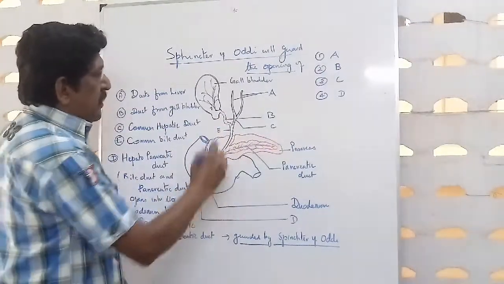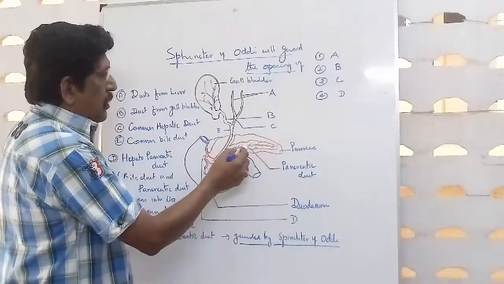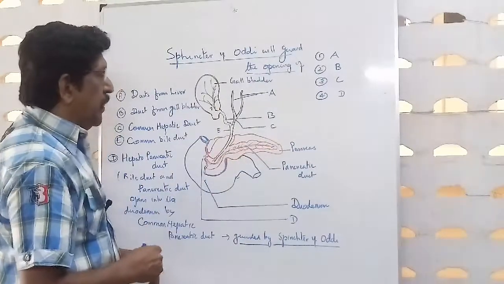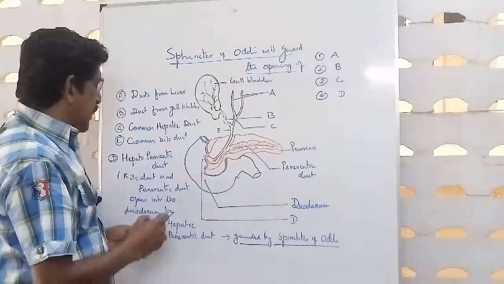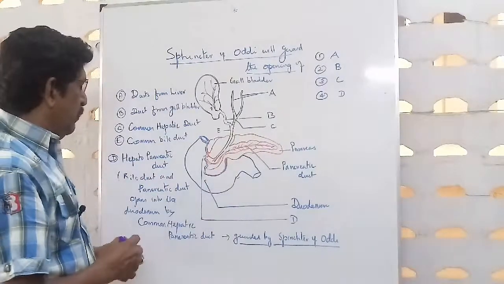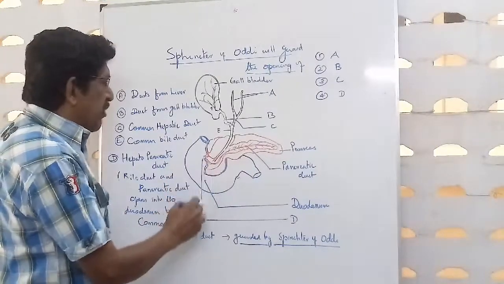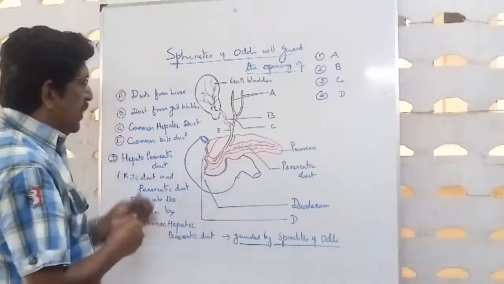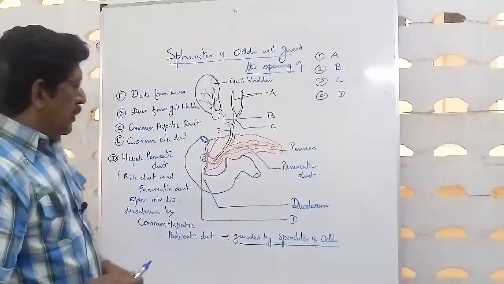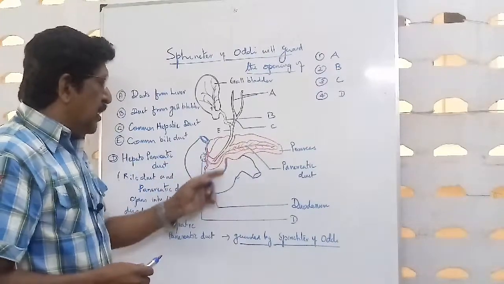Now what happens, this is the pancreas. The pancreas opens into the duodenum by the pancreatic duct. So the bile duct and this pancreatic duct combine to form the common hepatopancreatic duct, which opens into the duodenum.